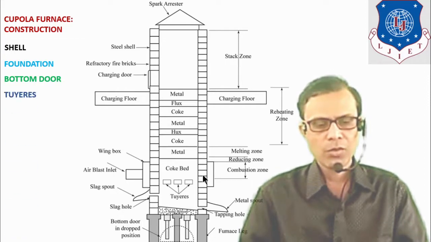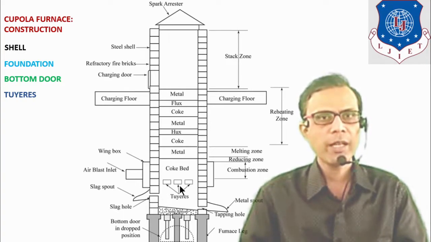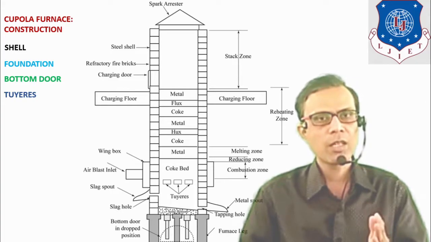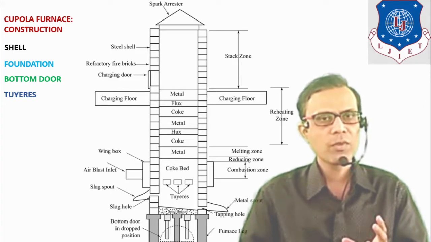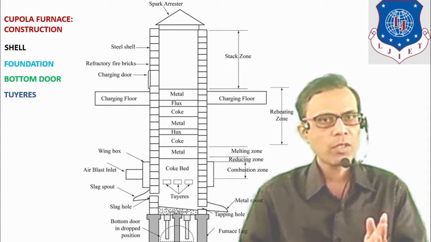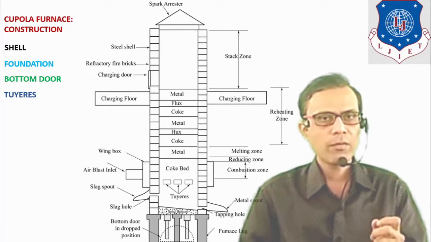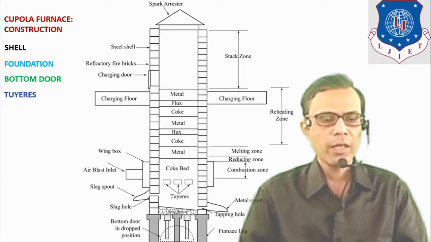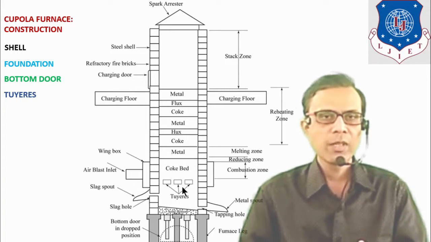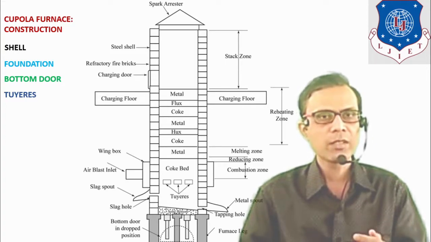Tuyeres are shown here. The purpose of tuyeres is to distribute the air inside the shell of a furnace. It is one type of nozzle which is useful to supply the air, and the oxygen from the air is necessary for the combustion purpose. As it is a nozzle type, it will provide the air inside the furnace with high velocity.